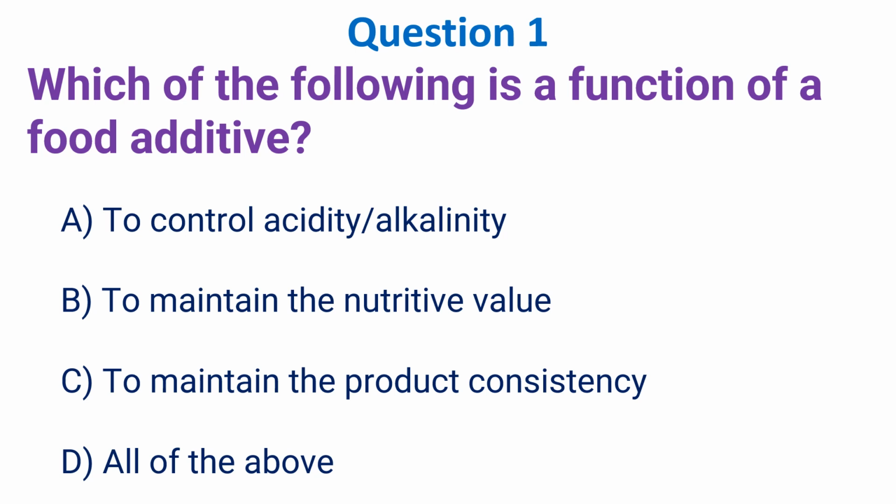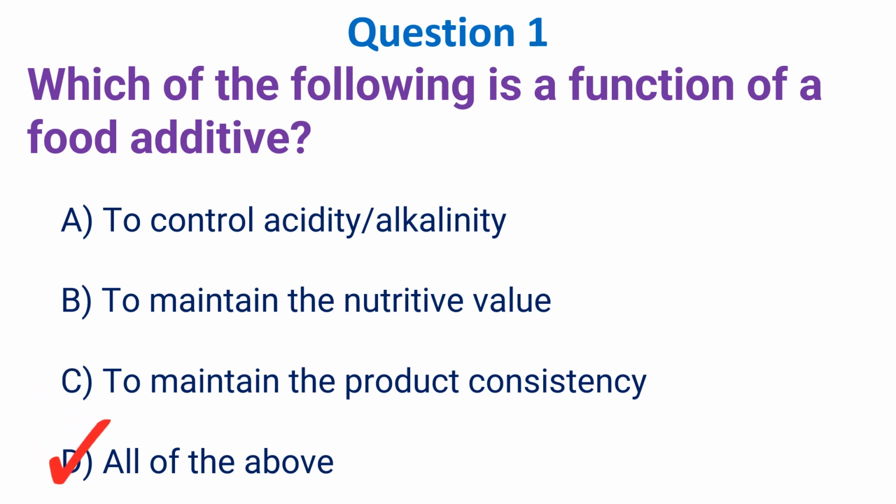Question number 1. Which of the following is a function of a food additive? Options are option A to control the acidity or alkalinity, option B to maintain the nutritive value, option C to maintain the product consistency, and option D all of the above. Correct answer is option D, all of the above.